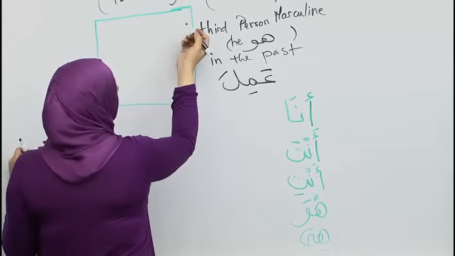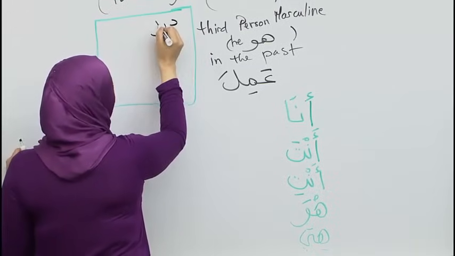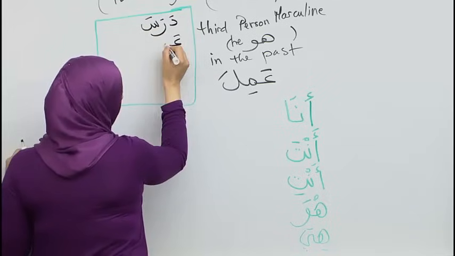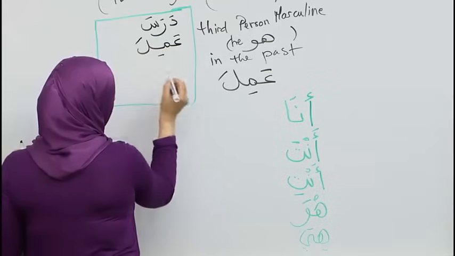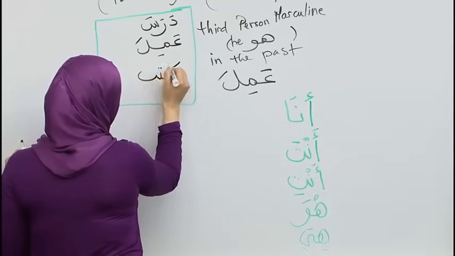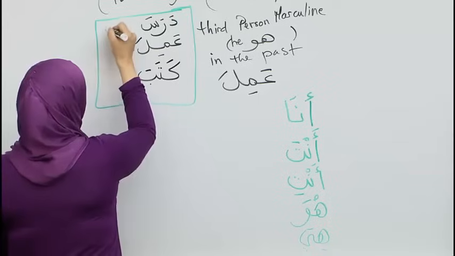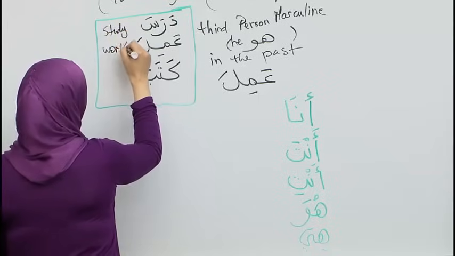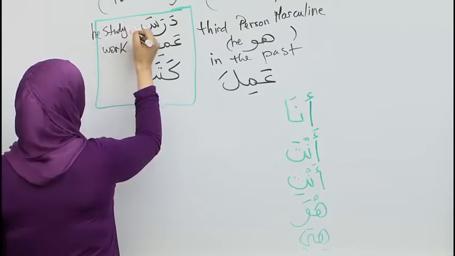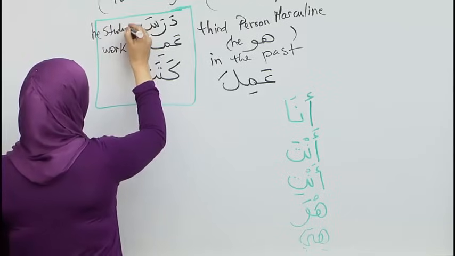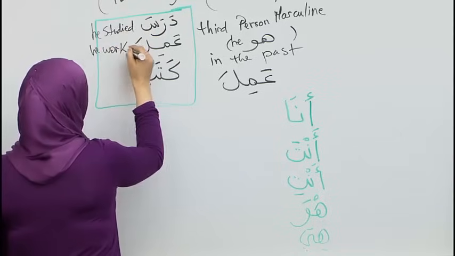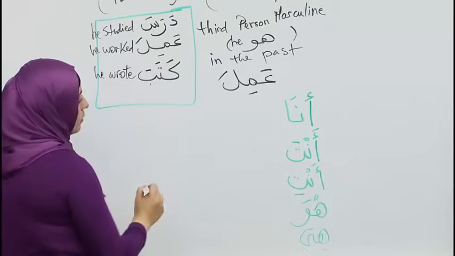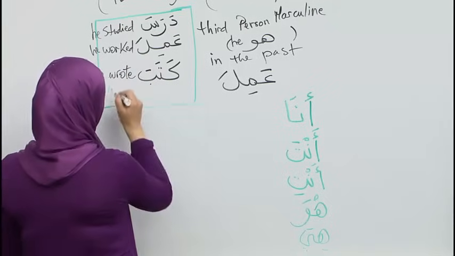You want to say study: درس. Work: عمل. Write: كتب. Study, work, which is, he studied actually. He worked. And he wrote. That's infinitive.